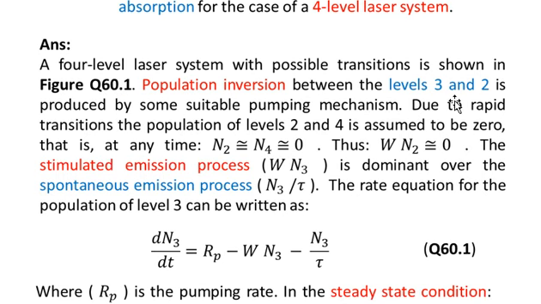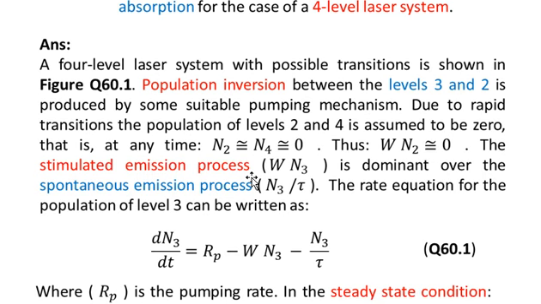Population inversion between levels 3 and 2 is produced by some suitable pumping mechanism. Due to rapid transitions, the populations of level 2 and level 4 are assumed to be 0, that is at any time N2 is equal to N4 is equal to 0, because these two levels are fast decaying levels. Thus WN2 can be set equal to 0. This WN2 is what we call the stimulated absorption. So we have rejected this term also because N2 is nearly 0.